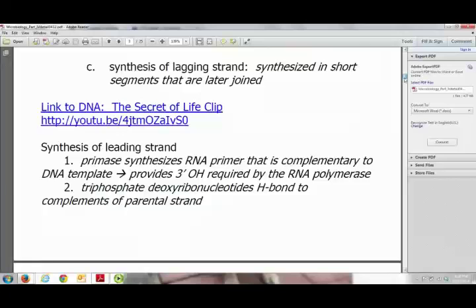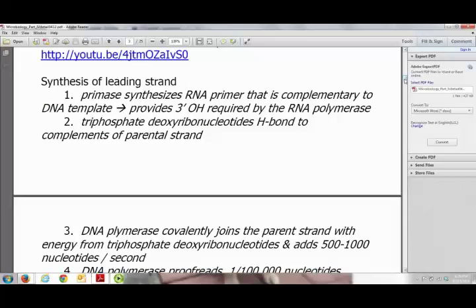In synthesizing the leading strand, you'll have primase that will synthesize an RNA primer that's complementary to the DNA template. This is going to provide the 3' hydroxyl that's required by the polymerase. Then the triphosphate deoxyribonucleotides hydrogen bond to the complements of the parental strand. The DNA polymerase will covalently join them to the strand, with energy from the triphosphate deoxyribonucleotides, and this will add on at a rate of about 500 to 1,000 nucleotides per second. So it actually works quite quickly.